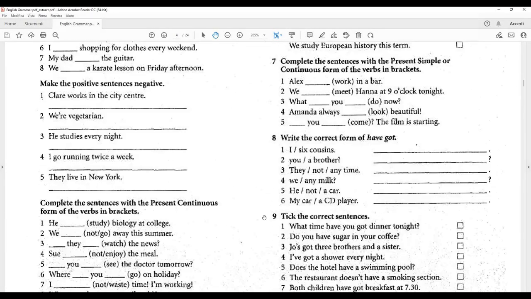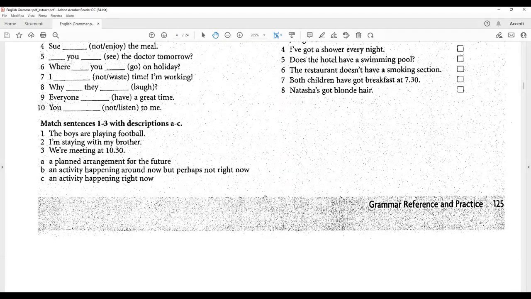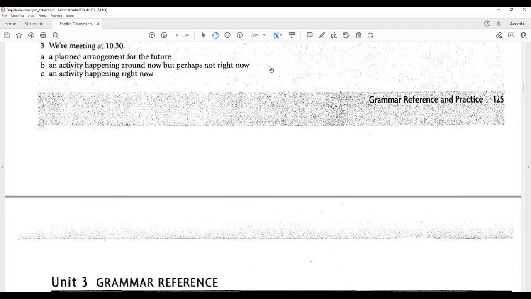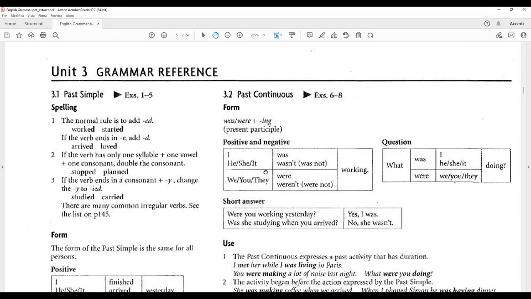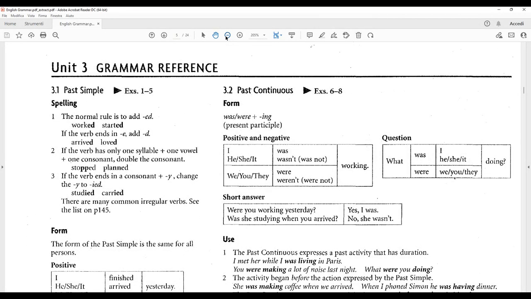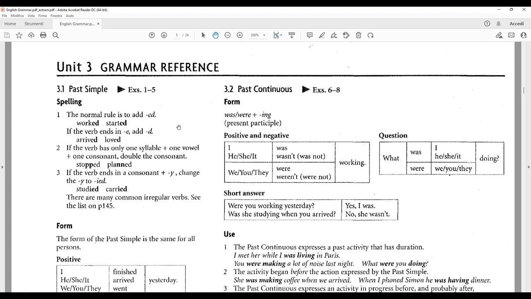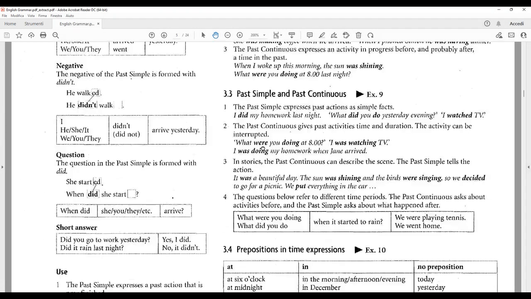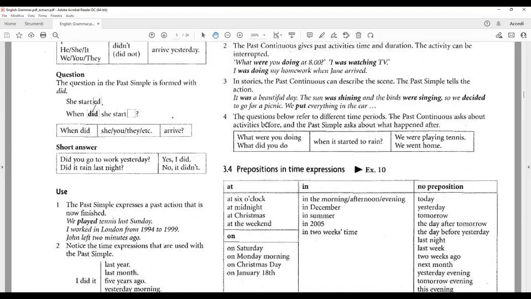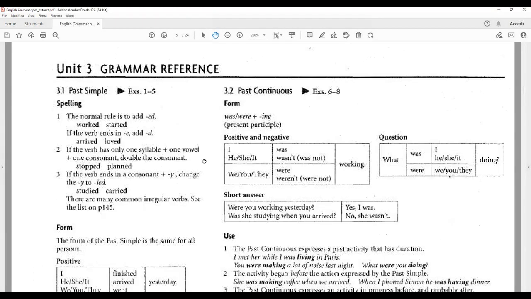So we did unit 2. Remember, I also gave you the key on the WhatsApp group. Tonight we are going to talk about the past simple. Okay, so unit 3 grammar reference is about the past simple, past continuous. So we are moving from present to past.